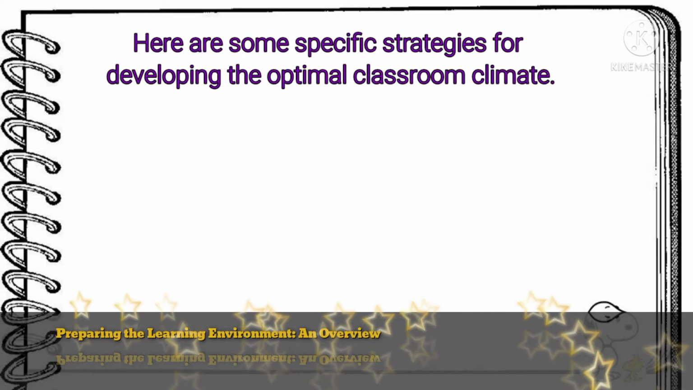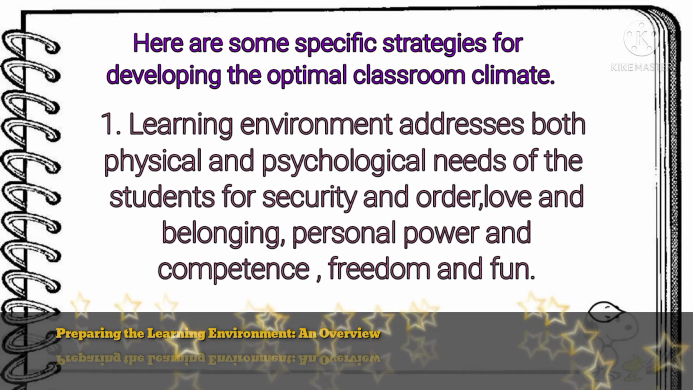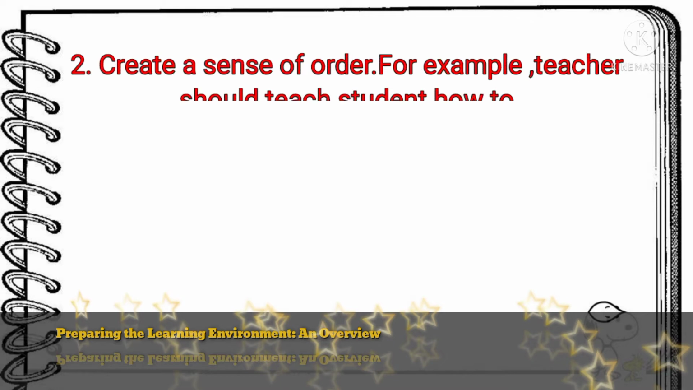Here are some specific strategies for developing the optimal classroom climate. Number 1. The learning environment addresses both physical and psychological needs of the student: security and order, love and belonging, personal power and competence, freedom and fun. Number 2. Create a sense of order.